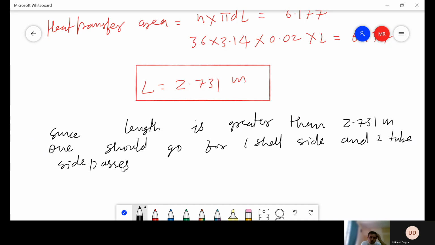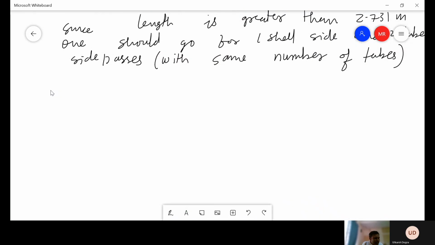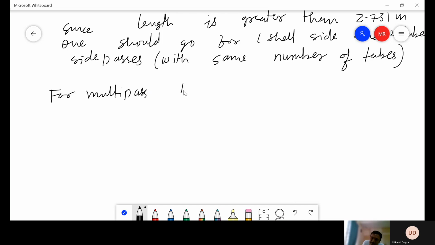Okay. Now for two tube side passes with the same number of tubes, let's do the calculation now. When we are using two tube side passes, remember, when multi-pass heat exchangers are used, then we need to use the LMTD correction factor, isn't it? Correct? Yes, sir. For a multi-pass heat exchanger, the LMTD correction factor needs to be used.